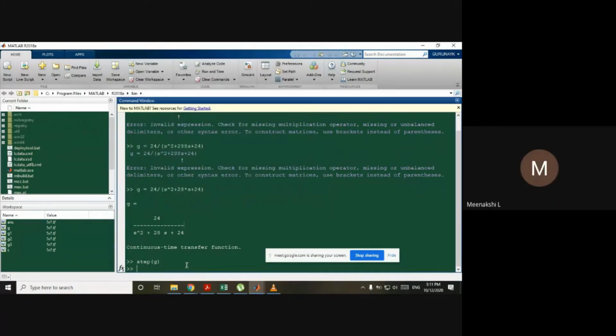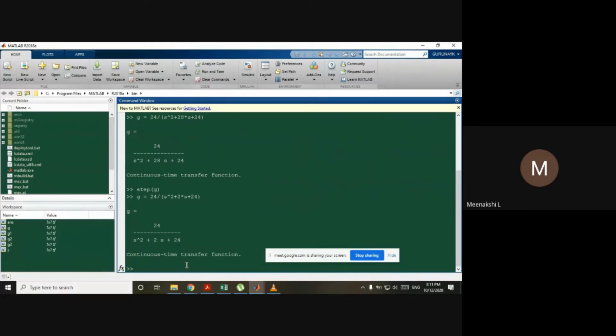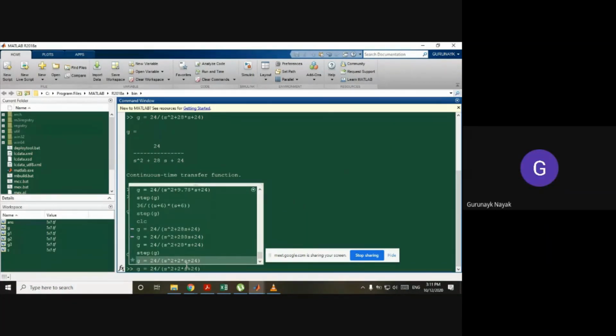Sir, I meant the 9.781. Okay, 9.781. Yes, sir, that is what I'm telling. It is giving complex conjugate. Okay, so you mean to say there exist oscillations? We have to zoom it.